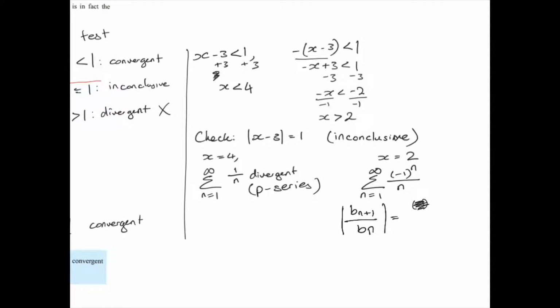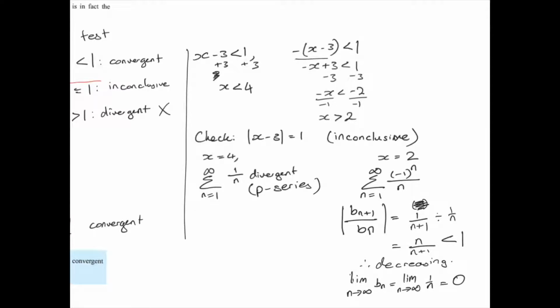Minus 1. Oh, actually, no, you're right. Sorry. Because you don't include the minus 1 bit in the b n, do you? It's what we're timesing the minus 1 bit. Divided by 1 on n, which is n on n plus 1. And this is less than 1. Yes. Therefore, it's decreasing. If you want, you can write therefore it's decreasing. And what's the other thing we need to check? The limit as n approaches infinity of b n, which is what we want it to be. Therefore, it's convergent.